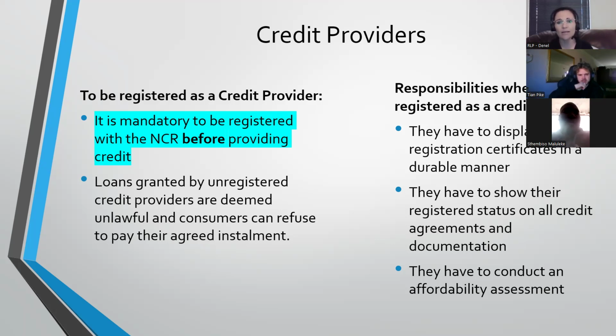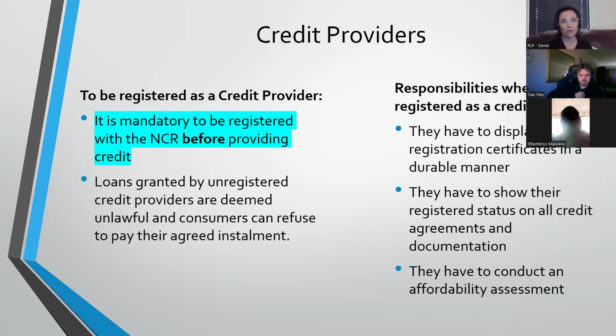And then the last one, it is the job of a credit provider to conduct an affordability assessment. That's why when you want to open an account with a credit provider, or you want to take out a loan, or you want to apply for a credit card, they will always ask for your payslips, your bank statements, and an application form. They will submit these documents to the credit bureau. The credit bureau will do all of the necessary checks in the background to see whether you are approved for this credit that you are applying for.